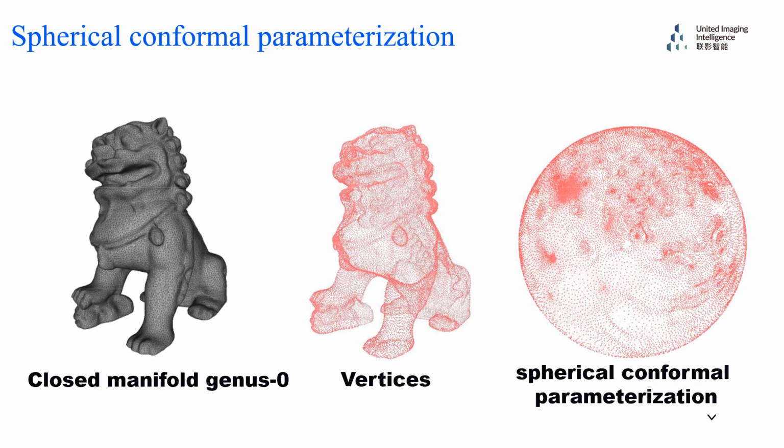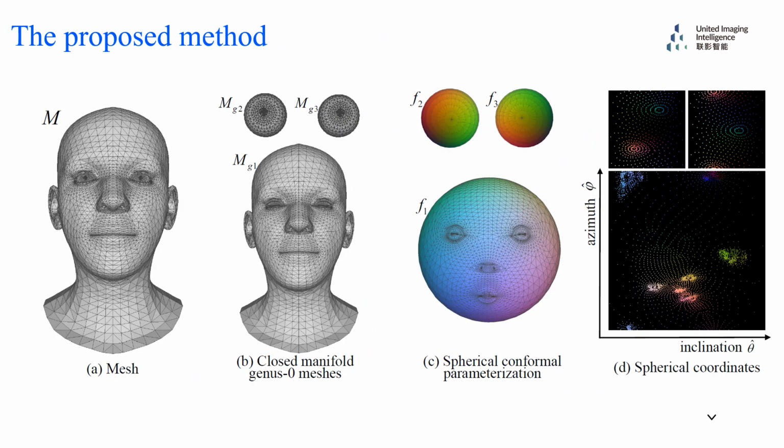First of all, I would like to introduce spherical conformal parameterization. Given any closed manifold genus-0 mesh, we are able to map each vertex to a sphere so that we can create a one-to-one correspondence from the mesh to the sphere. Inspired by this technique, we can always map a mesh to spherical coordinates. If the mesh is not a genus-0 mesh, we can always split the mesh into several closed manifold genus-0 meshes.